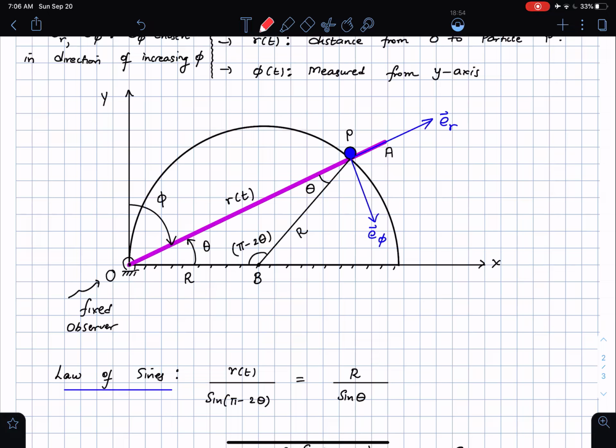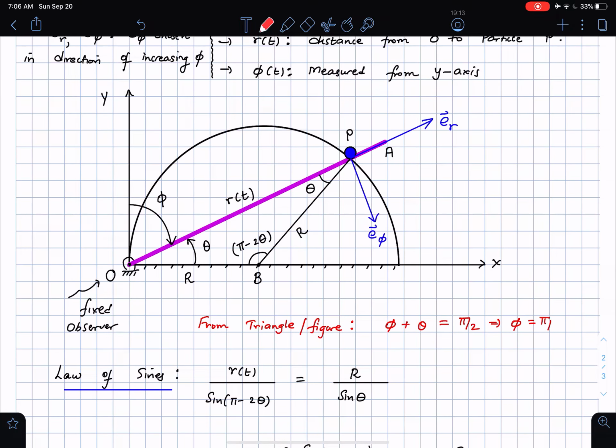So from the figure, or from the triangle, we can see that phi plus theta is equal to pi by 2. Okay, which means that phi is pi by 2 minus theta.